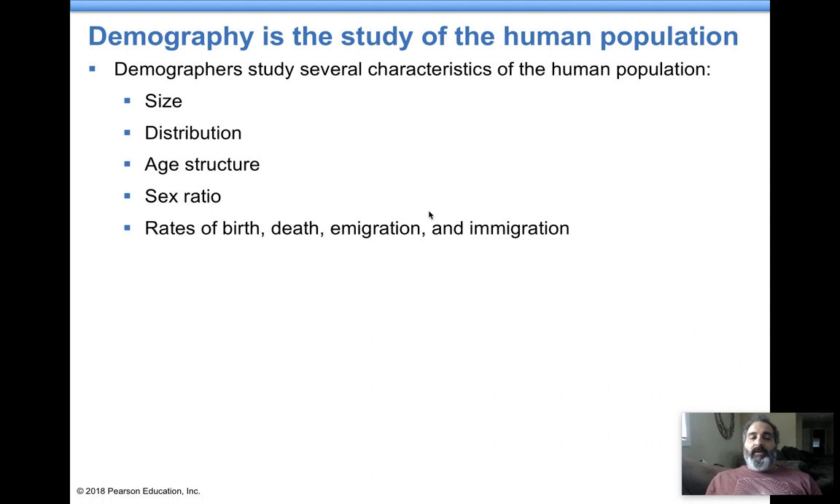Okay. Demography. Demography is the study of the human population. And what are you studying? Size, distribution, age structure, how many males and females you have, birth rate, death rate, emigration, immigration. This is one of those statistics they take when you fill out an application for something. They ask you all kinds of things about yourself, like your country of origin, where you are from, your age, where you were born. They're just asking you tons of questions. So they're basically putting together statistics and demographics of a society.